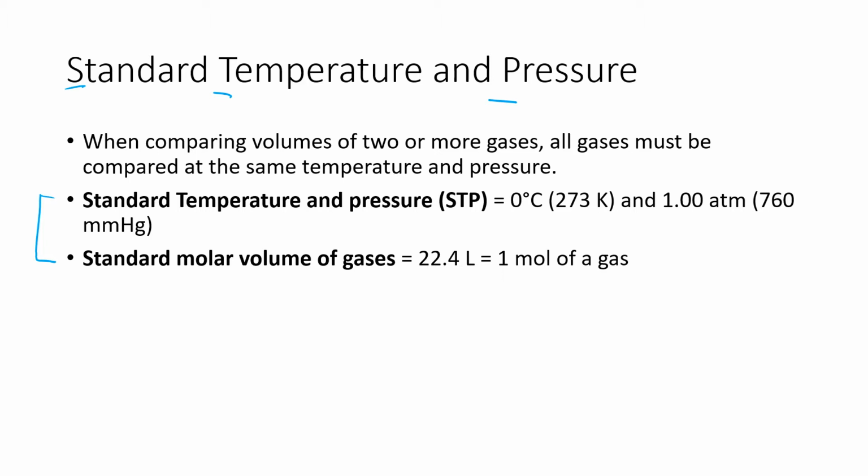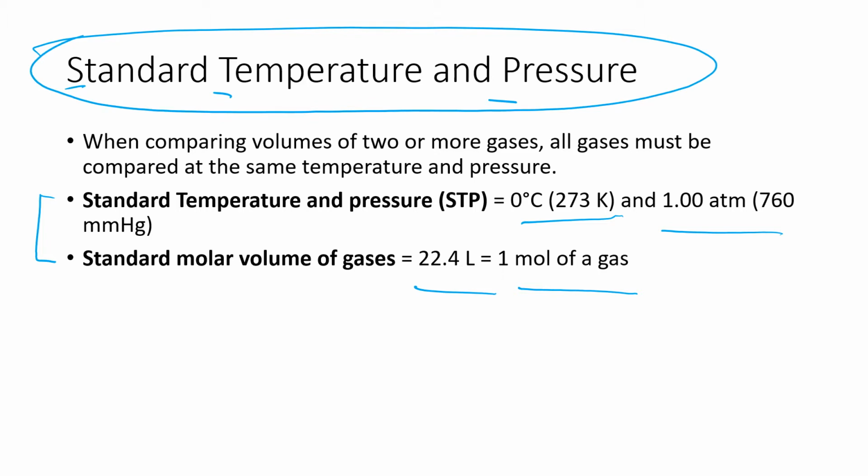So standard temperature is 0 degrees Celsius or 273 Kelvin. Standard pressure is 1 atmosphere. Standard molar volume of gases: in 1 mole of a gas there's 22.4 liters, and this is occurring at standard temperature and pressure, at STP. So if you see a question that says that, you're going to have to think about using these values somehow.